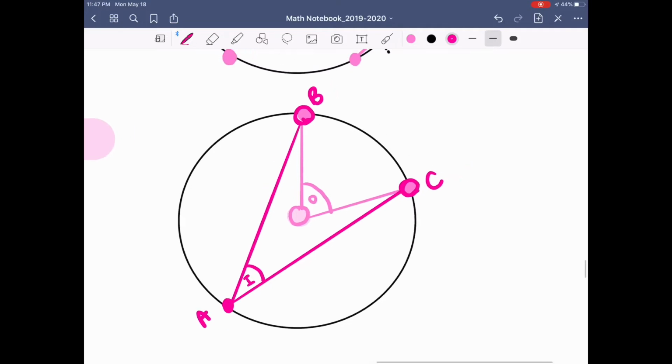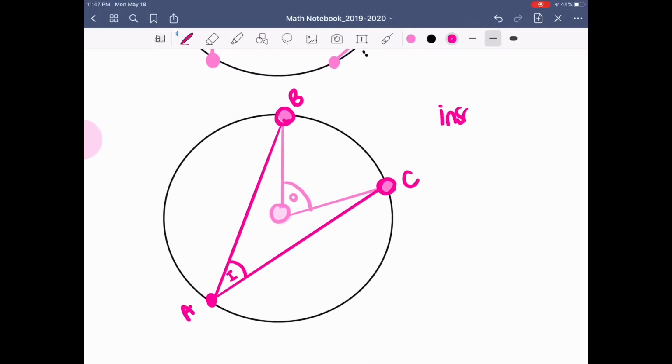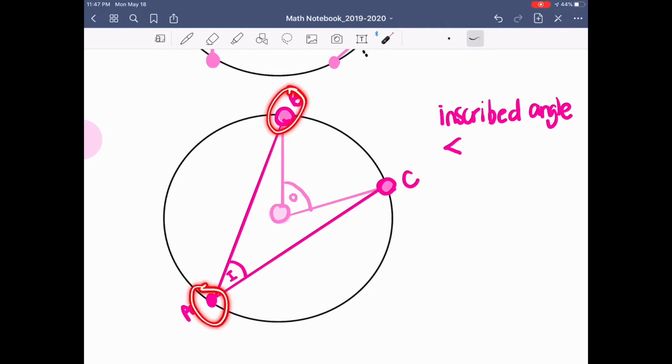So for the inscribed angle, by the way, this is how we write the shorthand for angle. I'm going to call it angle BAC. Angle BAC. Now, how do you label an angle?